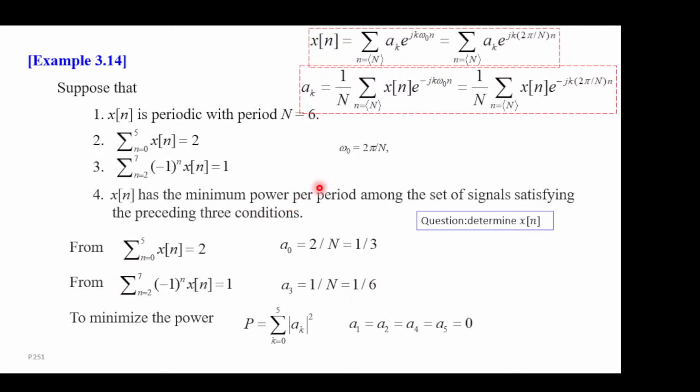And once again, this equation is independent of all the other equations. So this determines A3 and it doesn't affect any other AK. So we are still free to pick all the other AK, and we'll pick them according to this property. This property says that we want minimal power. And by the Parseval equation, we have that the power in xn is proportional to the power in AK.